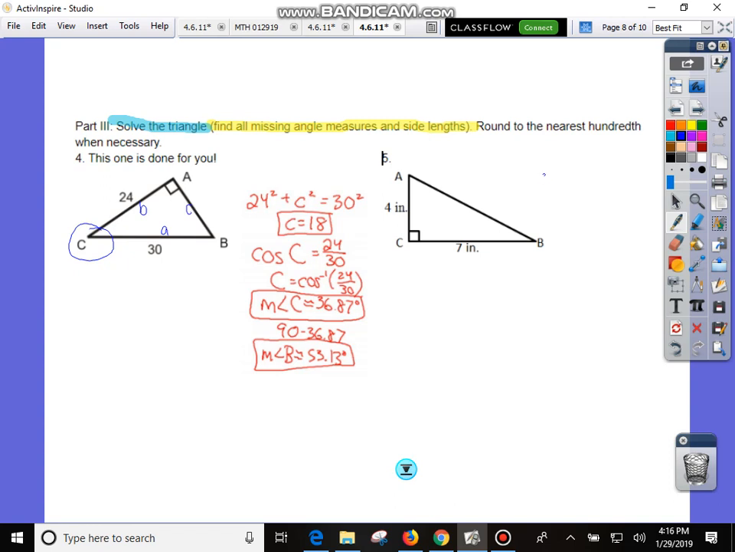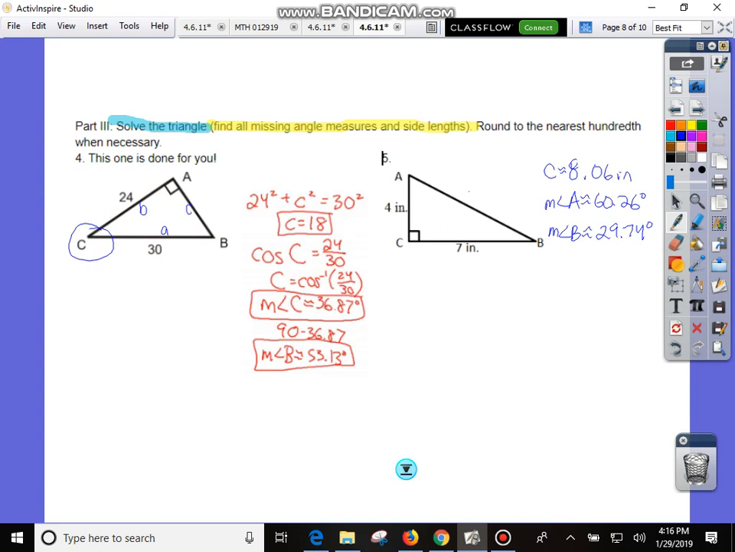So at this point, hopefully you have finished it. If you did this correctly, you should have gotten your little c to come out to about, let's back that up just a little bit, to about 8.06 inches. You should have gotten your measure of angle A to come out to about 60.26 degrees, and your measure of angle B to come out to about 29.74 degrees. If you got all of those, I would fast forward this video and move on to the next step. If you didn't, I'm going to work through those here.